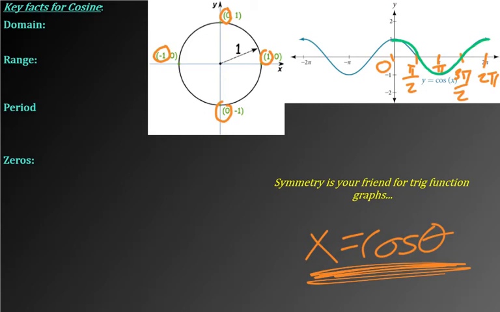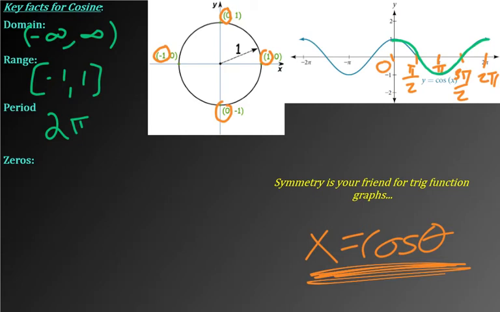Key facts here. Domain, all reals. We can just do it like this. Range, same thing. We can go negative 1 to 1. But the reason the negative 1 and 1 now are the x values. This negative 1 to this 1, right? Period, no difference. Full mountain and a full valley in 2 pi.